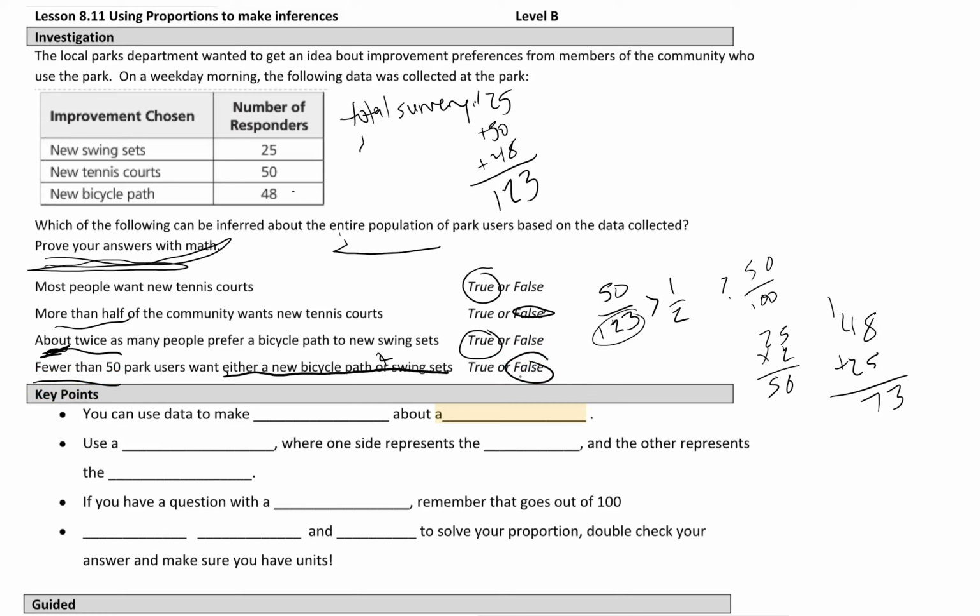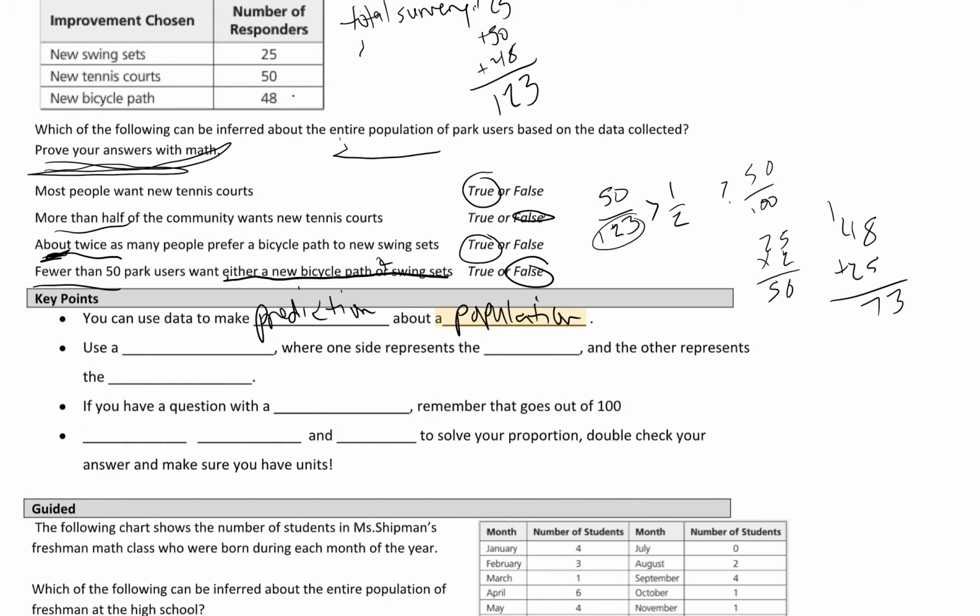So key points for today are going to be pretty general because since we have that test Thursday, we are kind of just reviewing everything. But anytime you have data, you can use it, like we just did in our investigation, to make a prediction about a population. So all I had here was the sample, but we assumed that that was similar to our population and we made these predictions. We can always use a proportion to do this. I know we didn't show that yet, but we will. One side represents the sample, and the other represents the population.